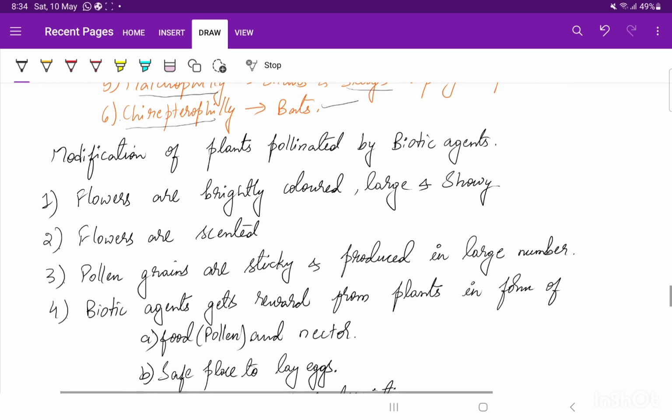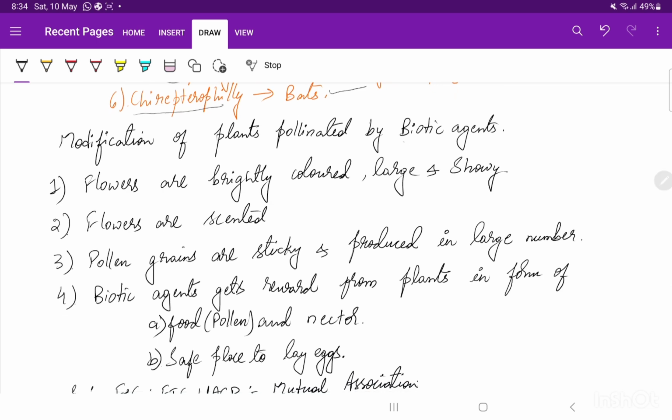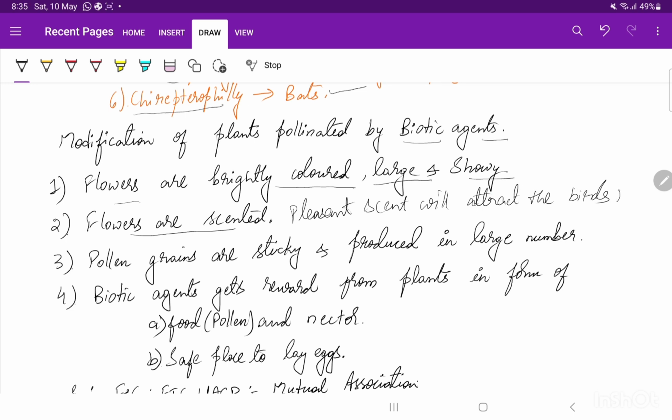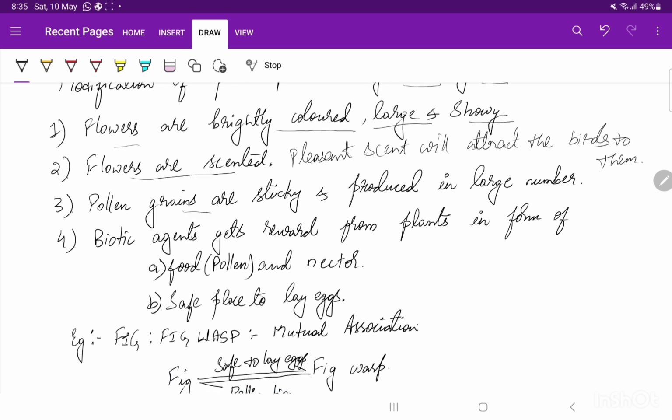What are the modifications for plants which are pollinated by biotic agents? Easily we can guess that flowers are brightly colored so that they attract the insects to them. They are very showy and large, and they are scented. So the pleasant scent will attract the birds and insects towards them. Pollen grains are very sticky and produced in very large number.